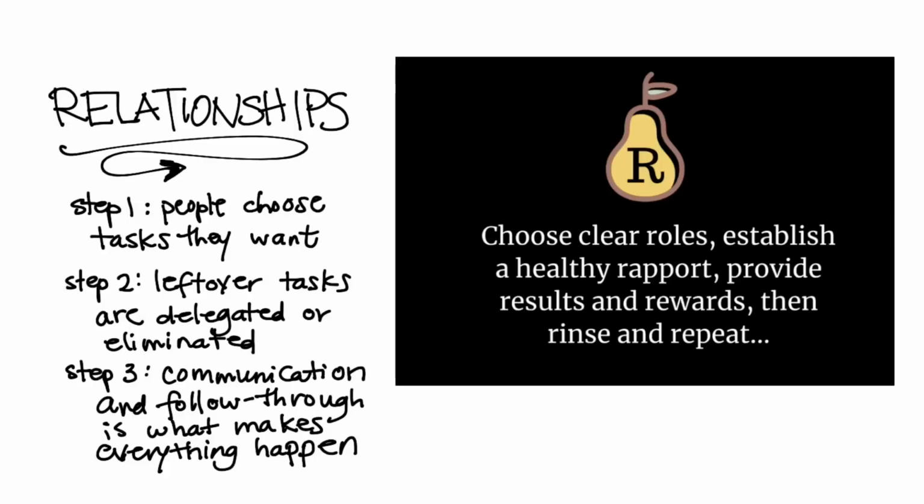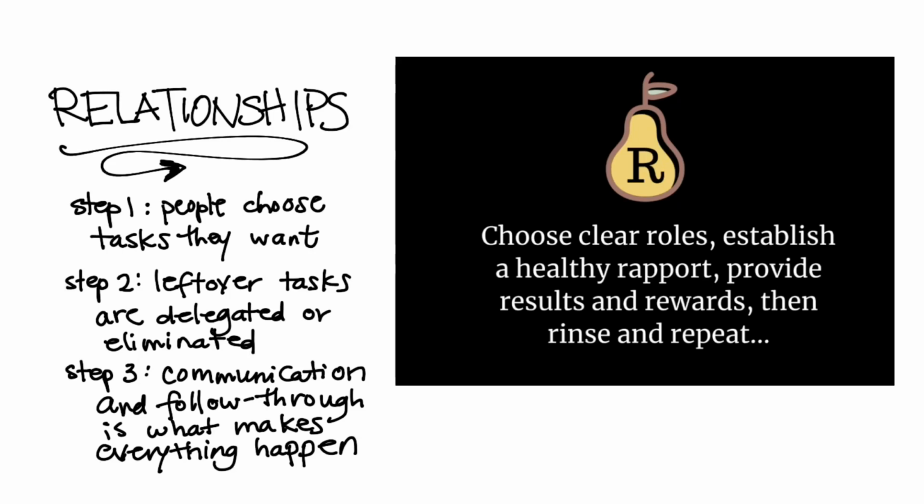So then the R is relationships. Placement, events, action, relationships. The R is about choosing clear roles that are appropriate to your skill set and to your commitment level, to your boundaries. Step number 1, assign tasks to people according to what they want to do, what they feel creative about. Step number 2, there will be a list of leftover tasks that nobody really wants to do, but everybody can, so you delegate those out, or you cross them off the list and change the project accordingly.